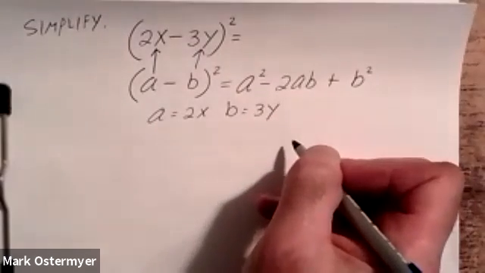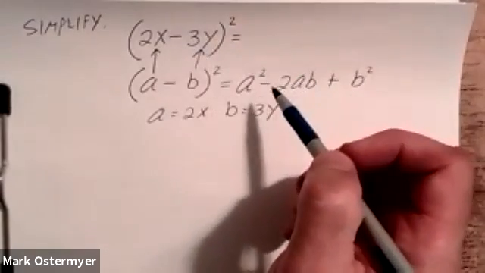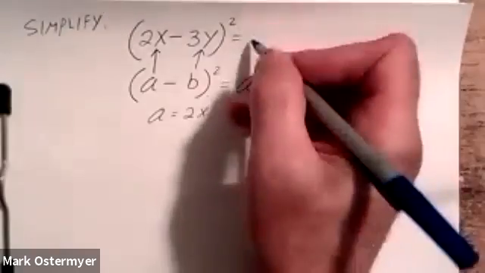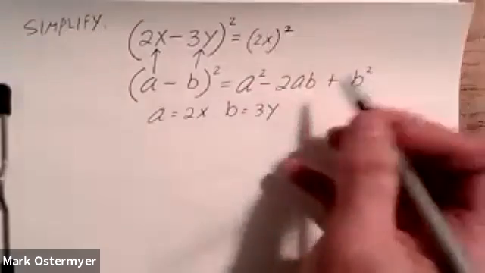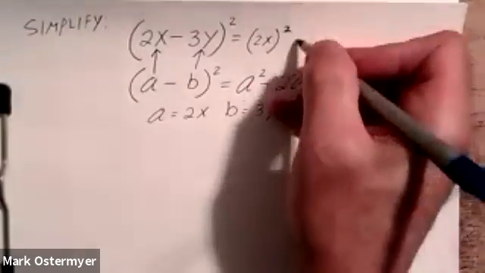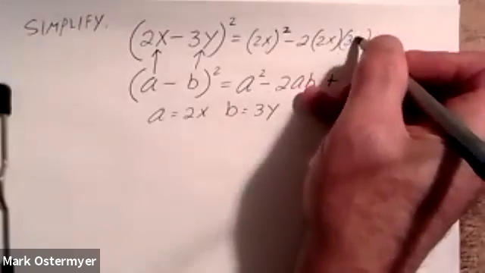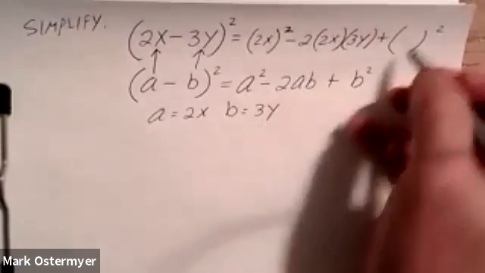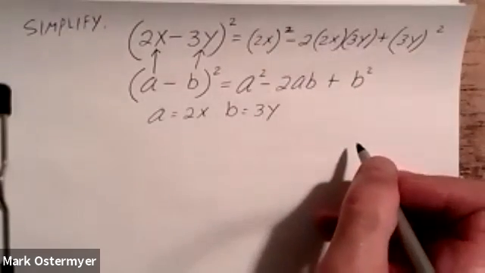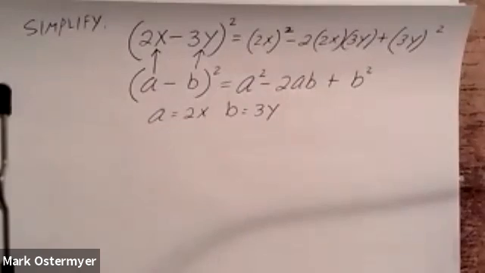Okay. So if we have this pattern memorized, it will speed up our ability to square this binomial. We drop in 2x in place of A, minus 2 times A times B, A being 2x, B being 3y, plus B squared. But what's B? B is 3y, so we square 3y. So this would be the expansion of 2x minus 3y squared. Everybody see how we fit it into the pattern?